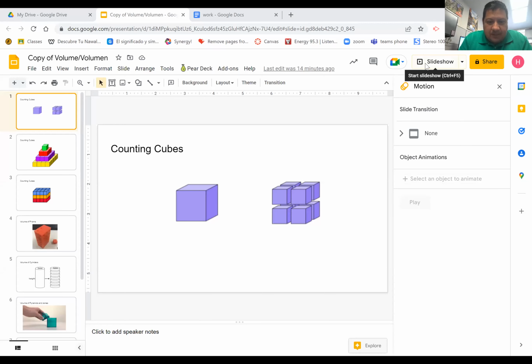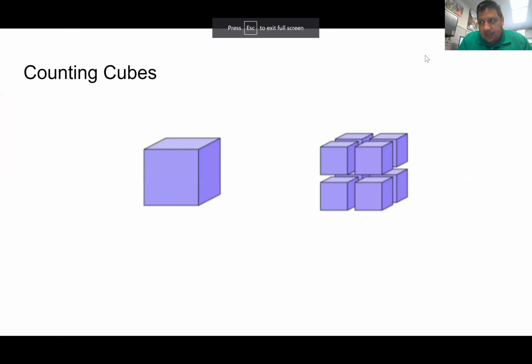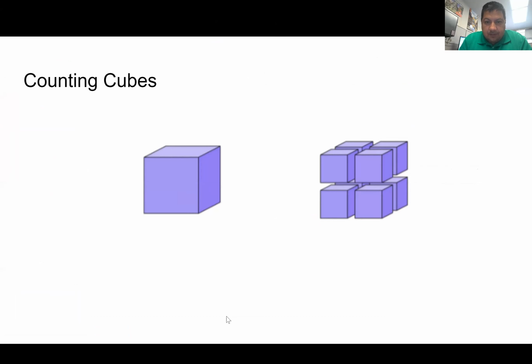Okay, so first of all, let me explain what we're going to be doing. We're going to do volume. Volume is how much space is in there. How much space do we have inside the item? So we're going to be looking at volume.